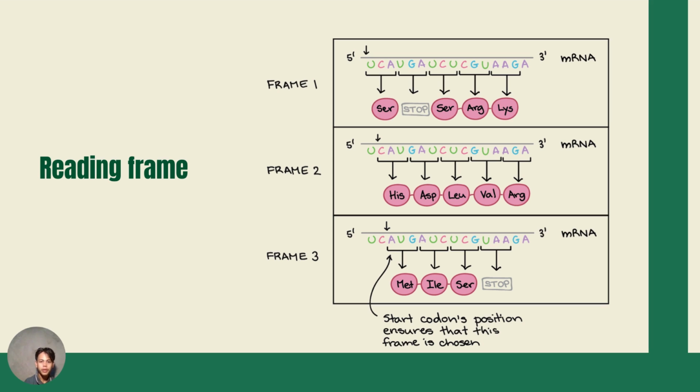So, we have here the start codon's position. So, yung AUG, nakikita natin. So, it codes for methionine, which is the start codon. AUC for isoleucine, UCG for serine, and it reaches UAA, which codes for a stop codon.